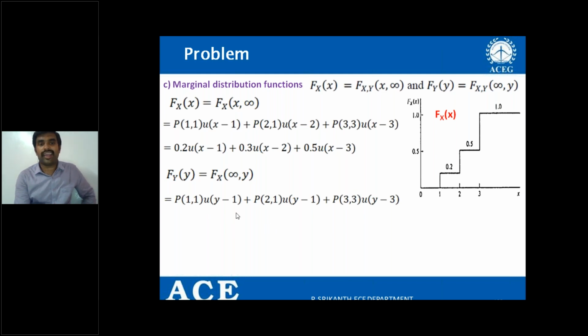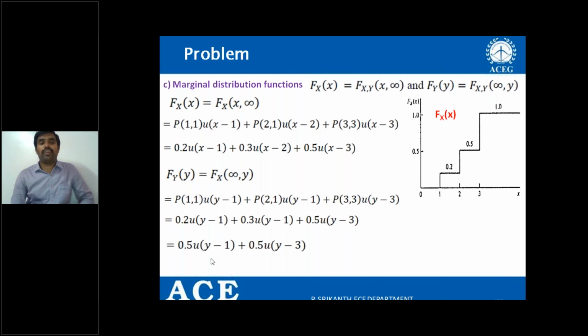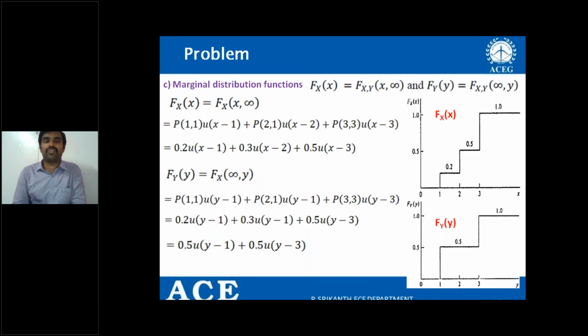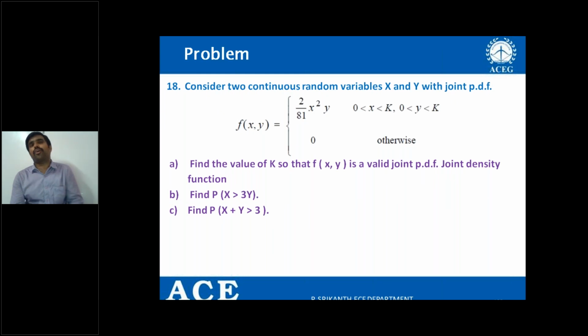So therefore, can I add these two? Why? Because here I have u of y minus 1, here also u of y minus 1. By substituting the values, if I add these two, I get 0.5 into u of y minus 1 plus 0.5 into u of y minus 3. From this direction, the distribution function of fy of y will be like this, right? This is the way to derive the joint distribution function of x and y. Am I clear? Now, let us take another problem.